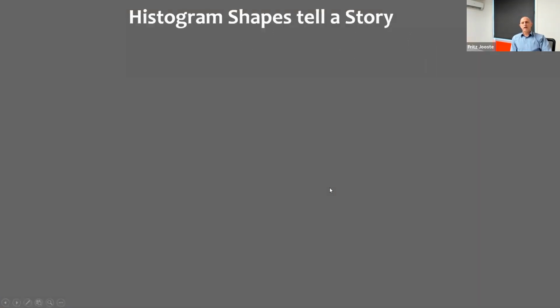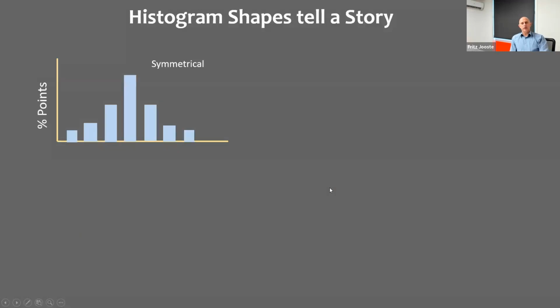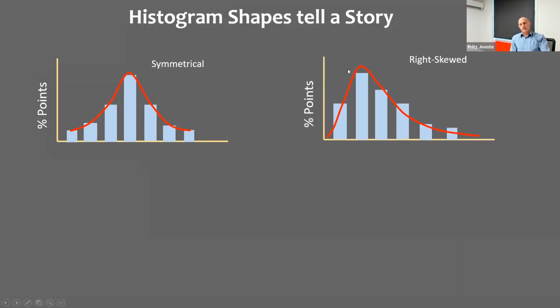Now, the reason I often like to start with a histogram is because the shape of the histogram tells you a story about your data in engineering terms. When we first encounter statistics, very often we learn about a symmetrical distribution like this, which approximates a normal distribution. But in pavement engineering and linear asset management, we very often find that the data is right skewed. The reason for that is that we don't have negative values.